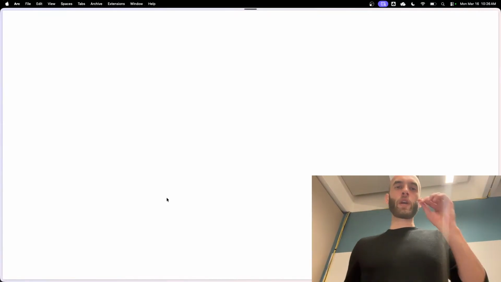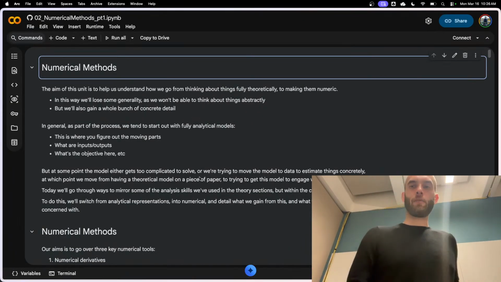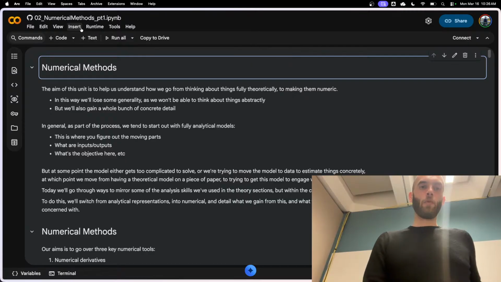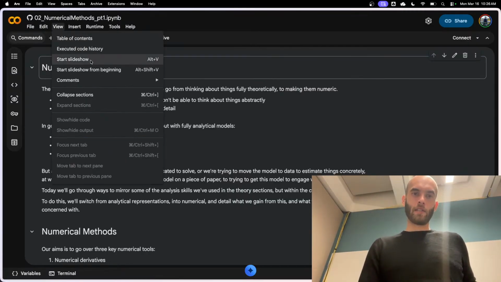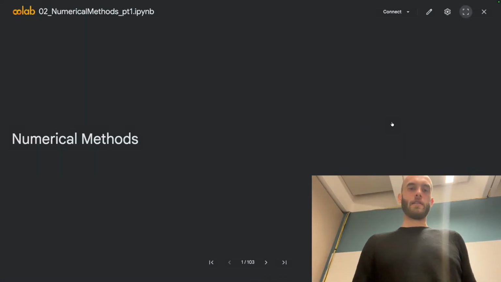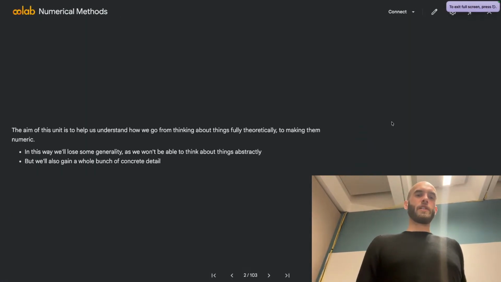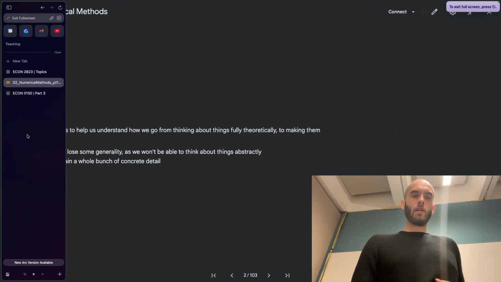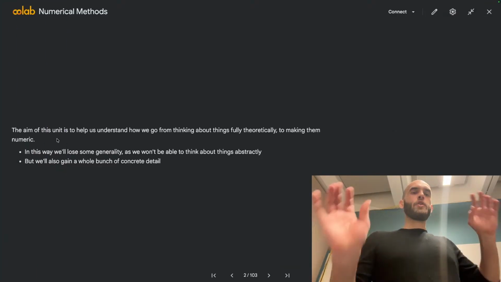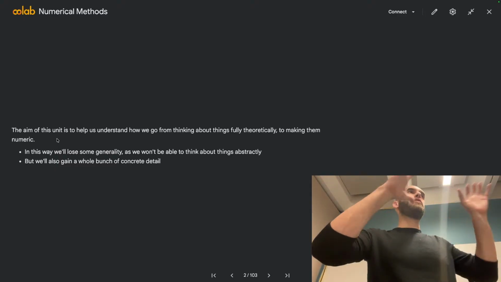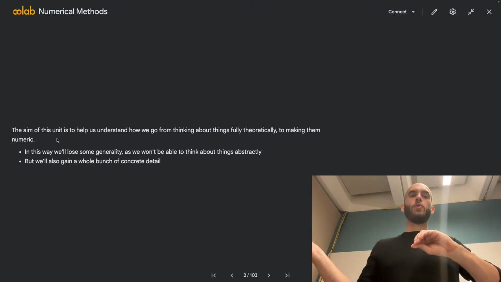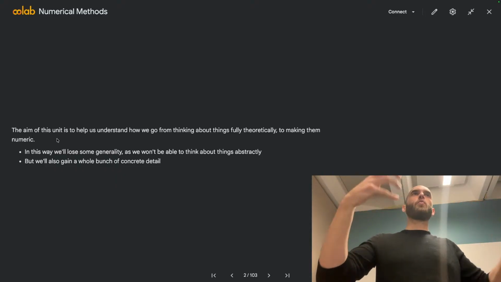Okay, so we're going to talk through some of the basics of numerical methods. I'm going to give this, let's see, view as slideshow. We'll see if this is nice. This is really the first time I'm doing it this way. So essentially what we're trying to do here is to go from thinking about purely theoretical models to thinking about numbers with our models.